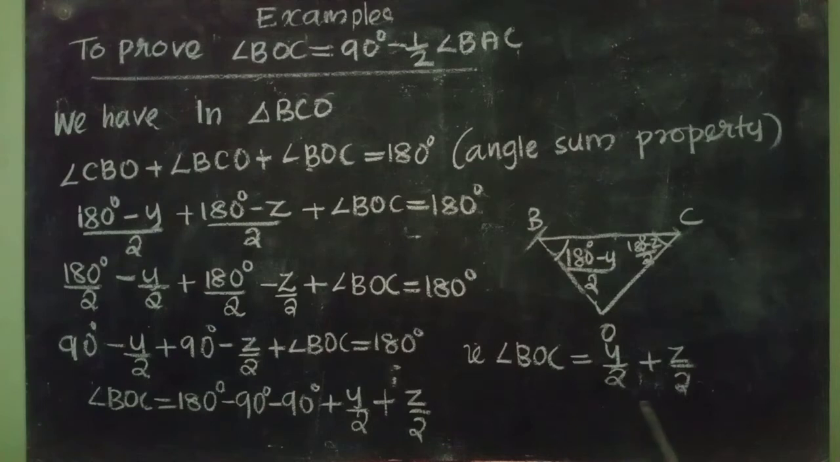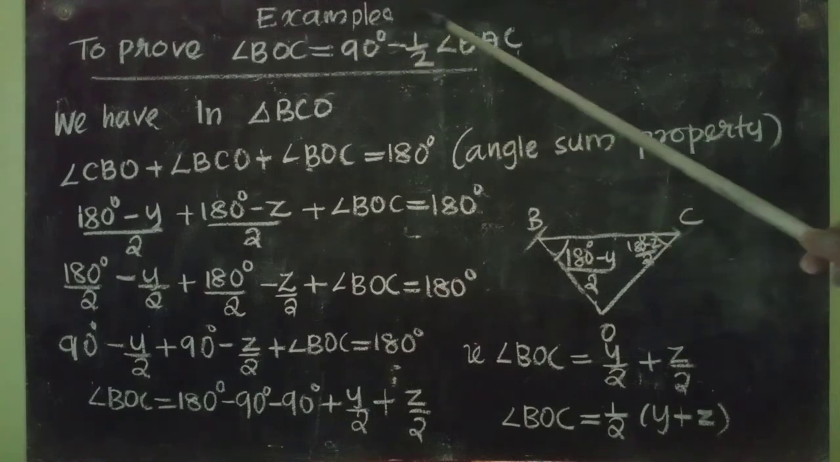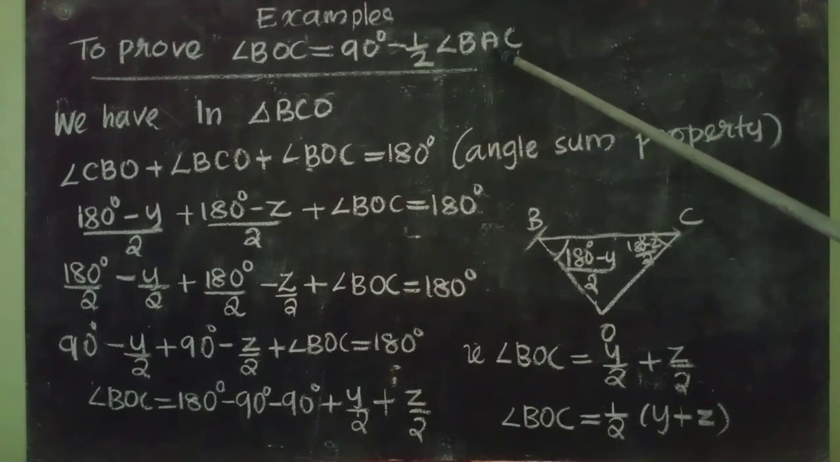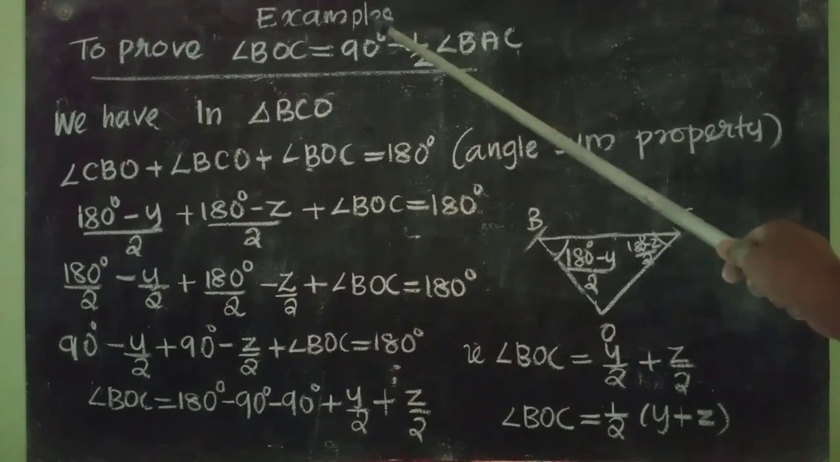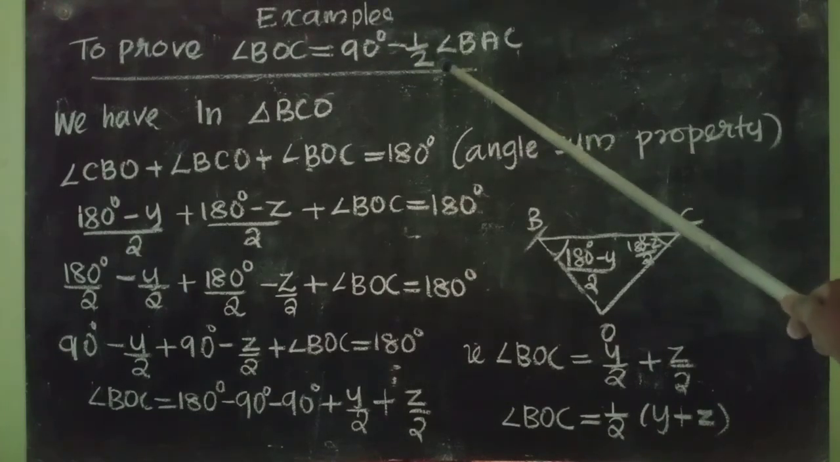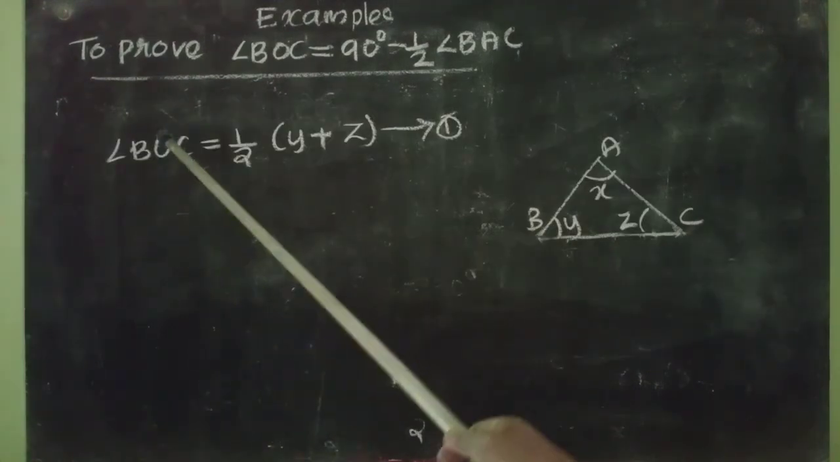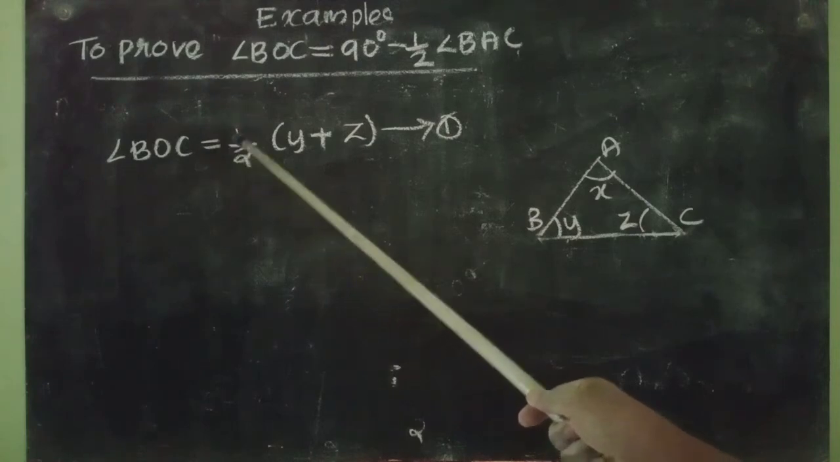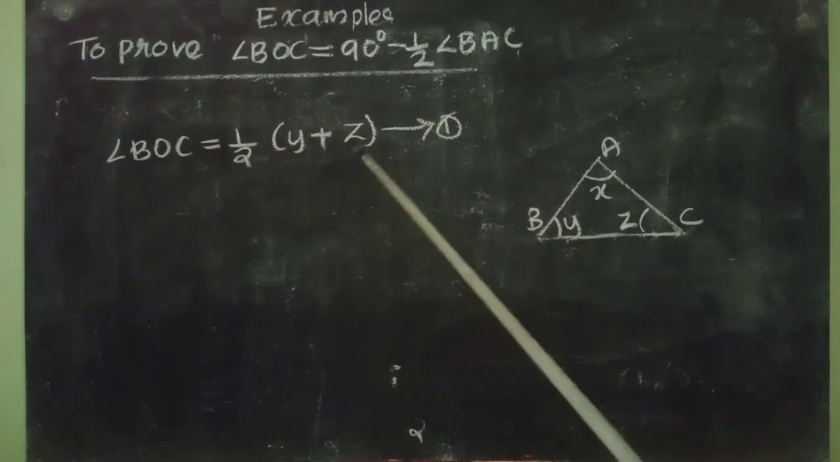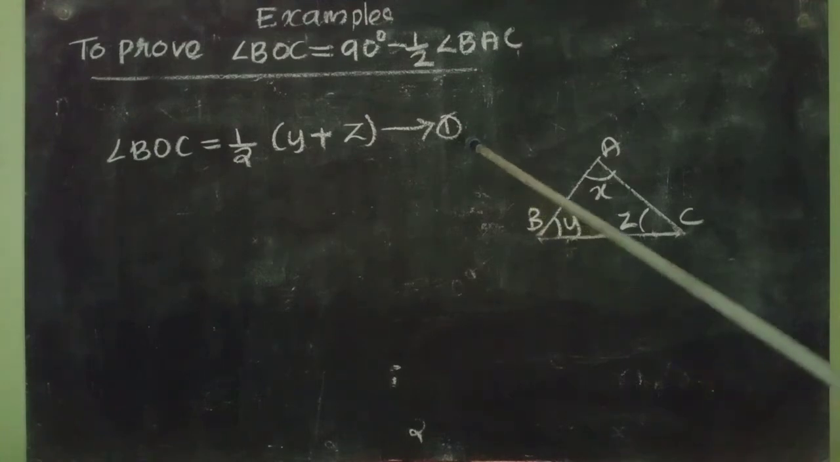You can see divided by 2 is common there. We can take it out of the bracket. So we get angle BOC equal to half into y plus z. Still we did not reach the proof. The question is to prove angle BOC equal to 90 degree minus half into angle BAC. So let us keep this angle BOC equal to half into y plus z as equation number 1.